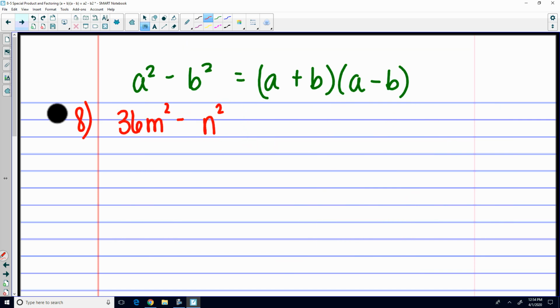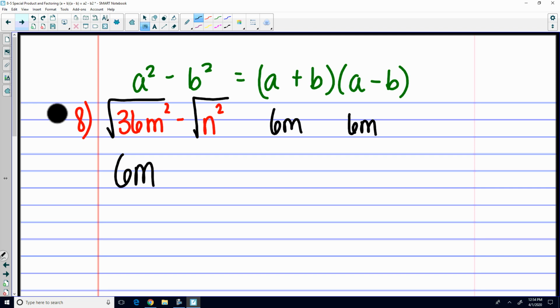All right, let's try the next one. Check. Is 36m squared a perfect square? Yes. Is n squared a perfect square? Yes. Is it subtraction? Yes. Which means we can go ahead and take the square root of each of these to figure out our a and our b. All right, I'm going to take 36, the square root, and m squared. So the square root of 36 is 6. The square root of m squared is just an m. That goes in my a position. 6m and 6m.